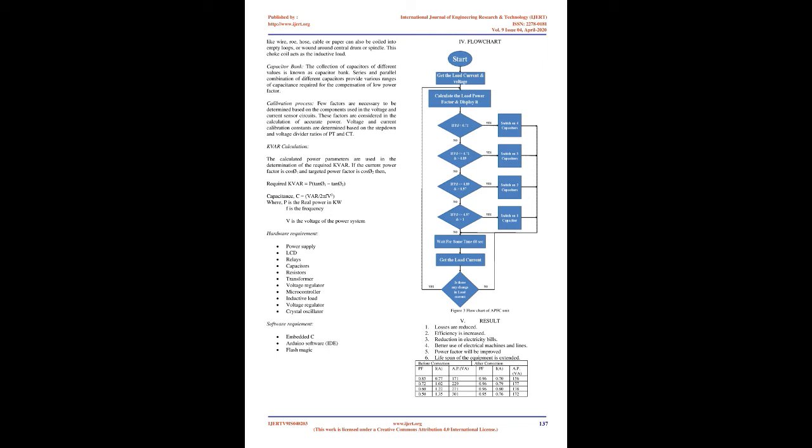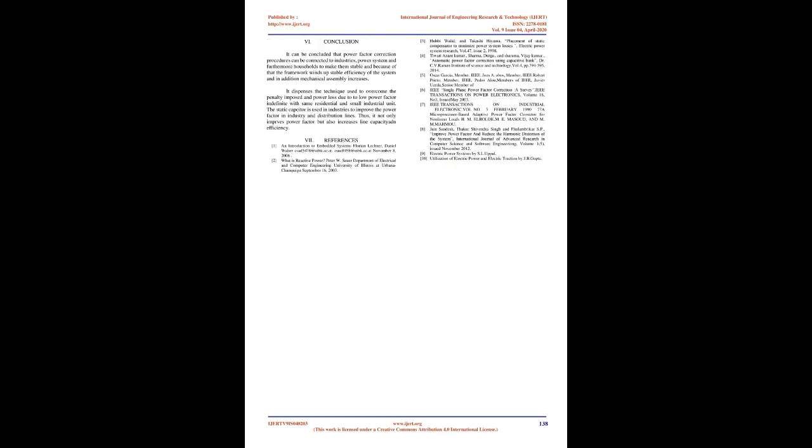Choke coil. A coil is a series of loops. A coiled coil is a structure where the coil itself is in turn also looping. A coil is made up of materials, usually rigid, which can be fashioned into a spiral or helical shape. Flexible materials like wire, rope, hose, cable, or paper can also be coiled into empty loops, or wound around a central drum or spindle. This choke coil acts as the inductive load. Capacitor bank. The collection of capacitors of different values is known as a capacitor bank. Series and parallel combinations of different capacitors provide various ranges of capacitance required for the compensation of low power factor.